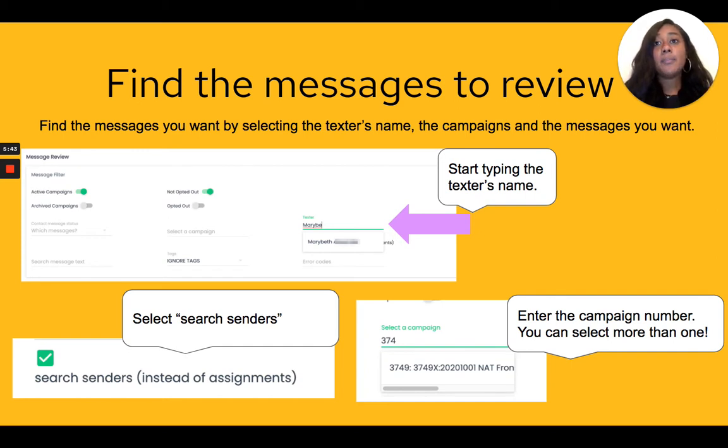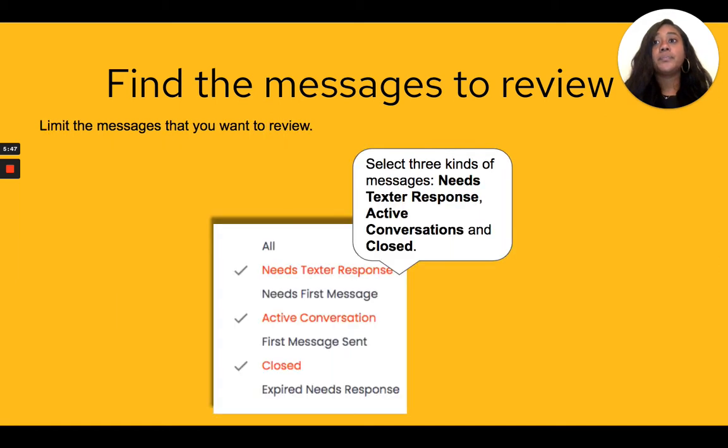Enter the campaign numbers that you want to review. You can add more than one. Select 3 kinds of messages. The first is Needs Texter Response. These are messages where the voter has replied most recently. Secondly, Active Conversation, where the texter has responded most recently. And Close. These are conversations where the texter has clicked Skip.